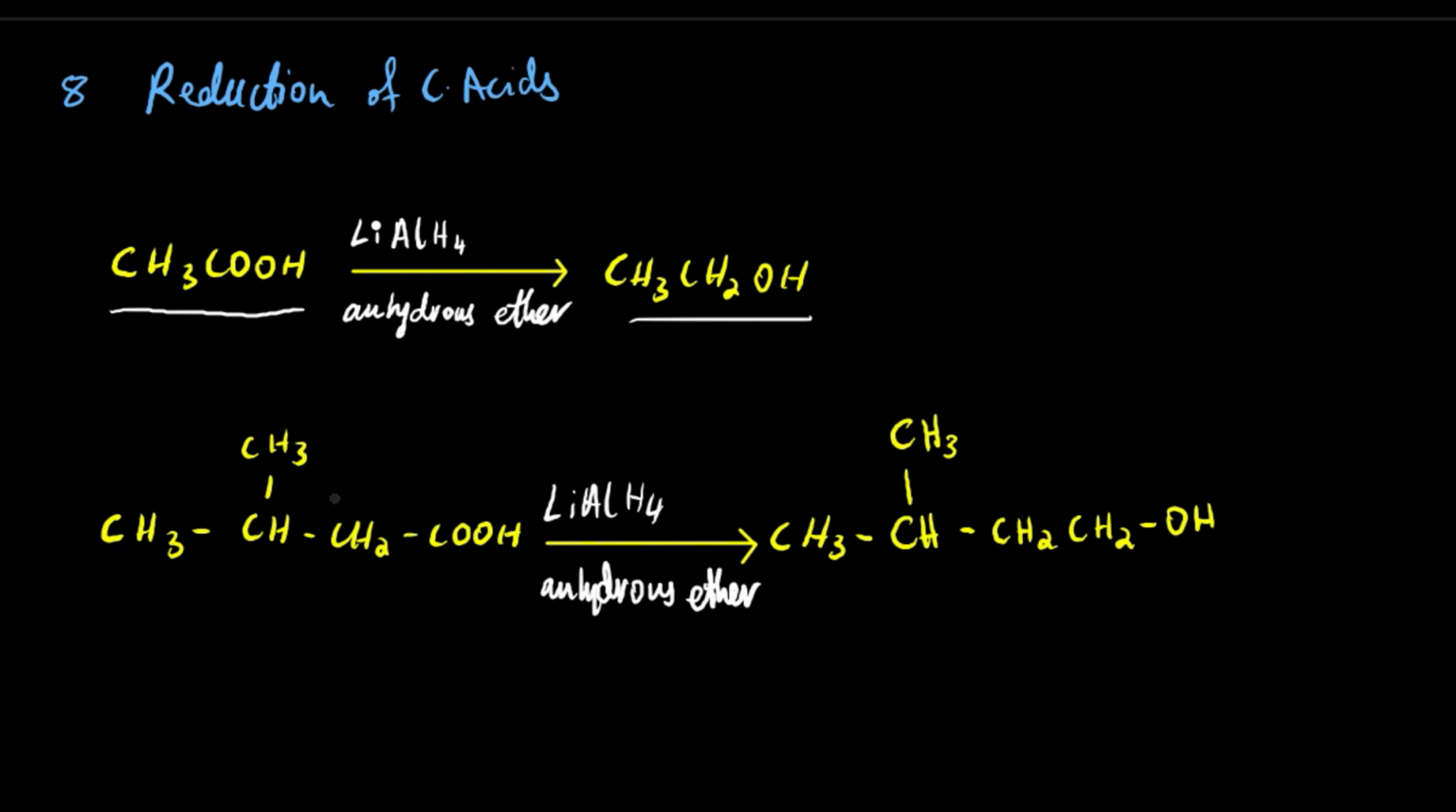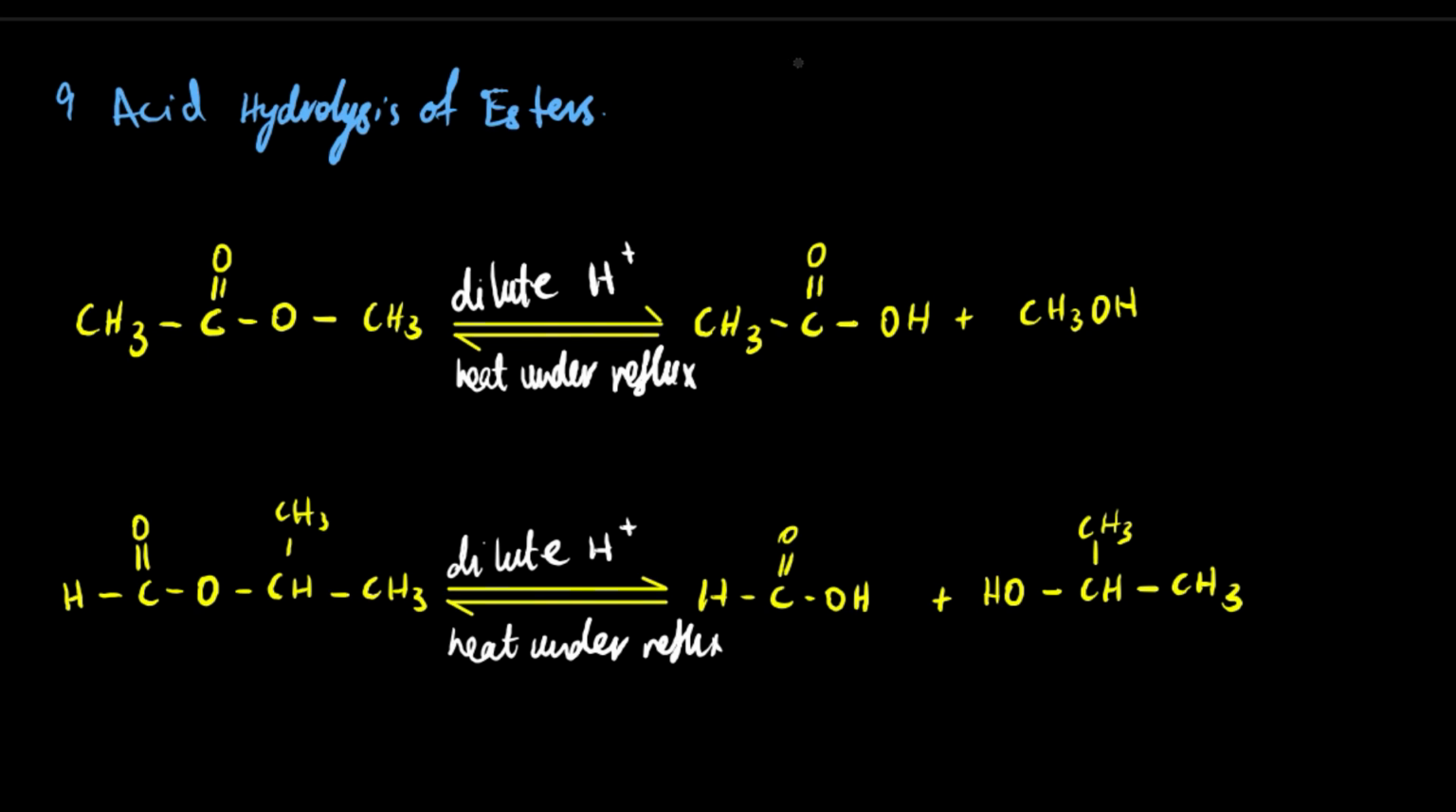Now the second reduction equation that we can use is kind of the same. It's a random carboxylic acid, a 5 carbon carboxylic acid, and it reduces with the same conditions to a primary alcohol, a 5 carbon primary alcohol. So again, this is what you need to know for reduction of carboxylic acids. Now the next reaction that we will be doing is acid hydrolysis of esters.